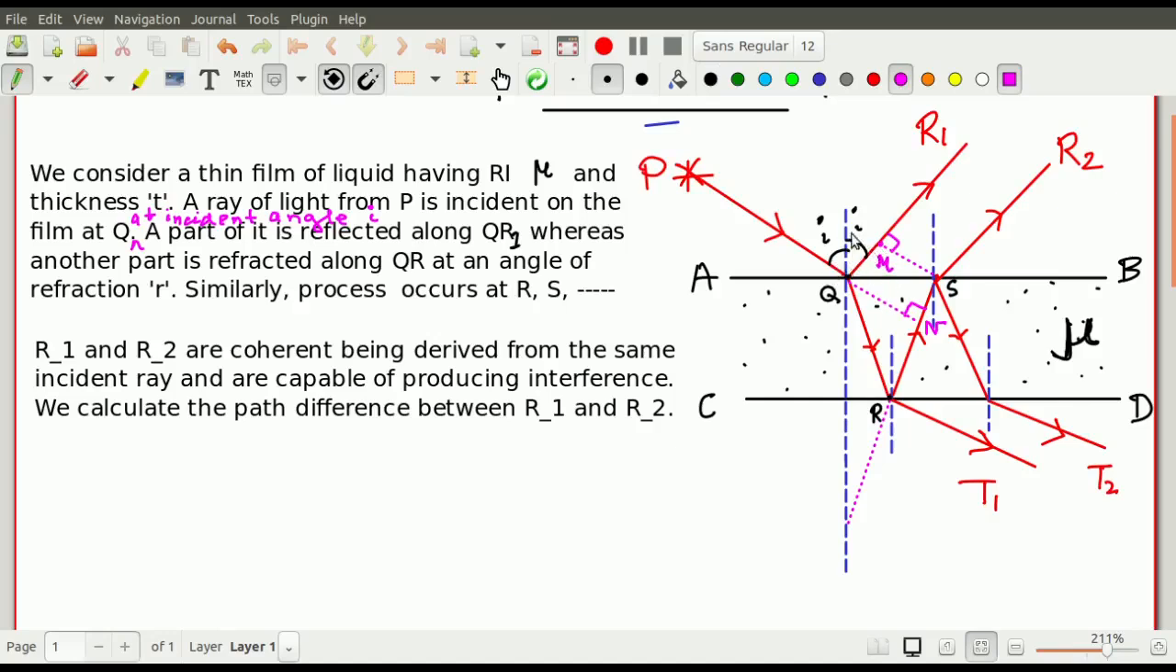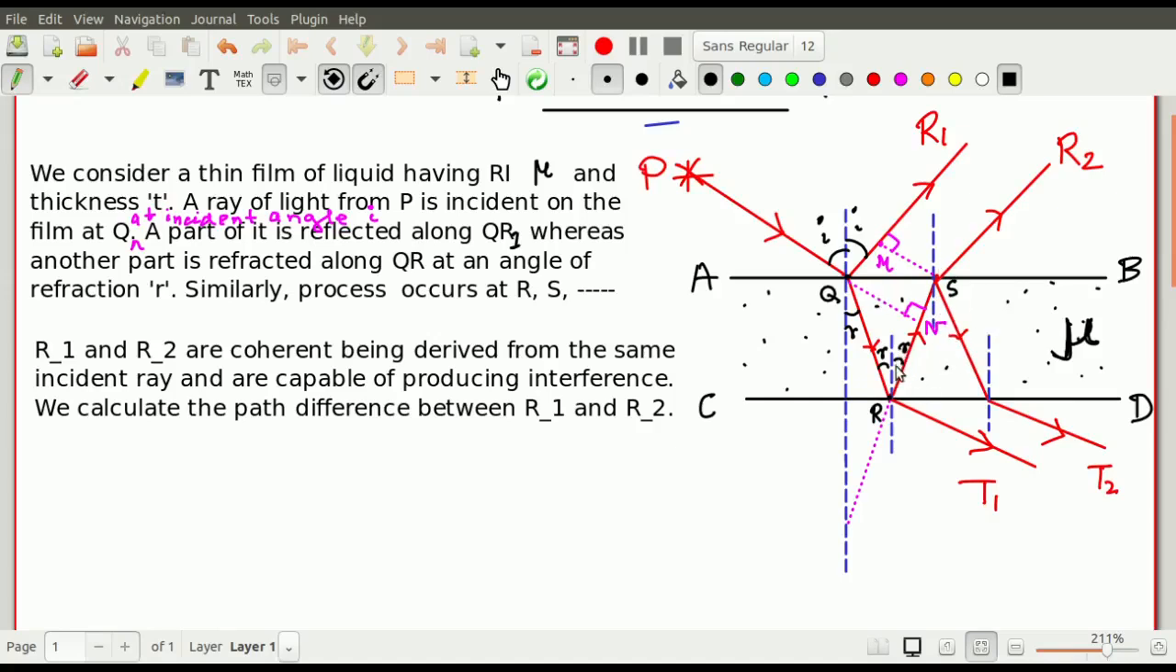The angle of incidence and angle of reflection have been shown. This one is your angle of refraction, the refracting angle. This is R. If this angle is R, then this angle will also be R, right? So the things are proceeding in this particular manner, and this way the whole cycle of events moves forward.